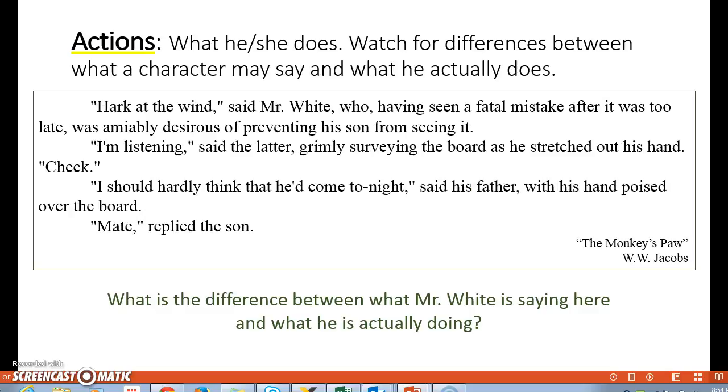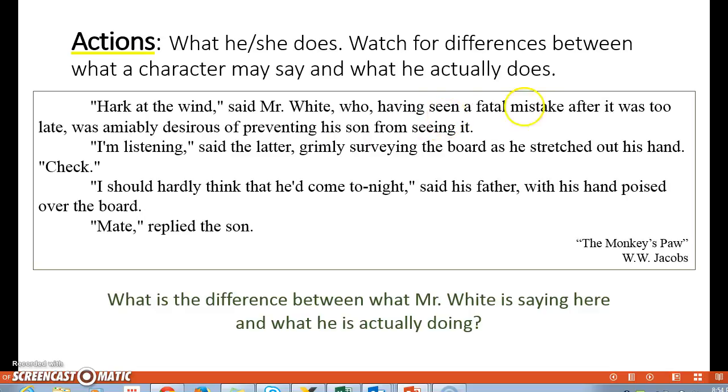So you have this scene here of a father and a son. We don't know how old the son is, and they're playing chess. And the father, Mr. White, says, "Hark at the wind." So listen to the wind, is what he's saying. But there's a difference between what he's saying here and what he's actually doing, because while he's talking to his son and saying, "Hey, look at the wind," they're playing a game of chess.